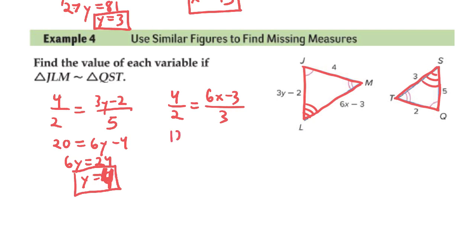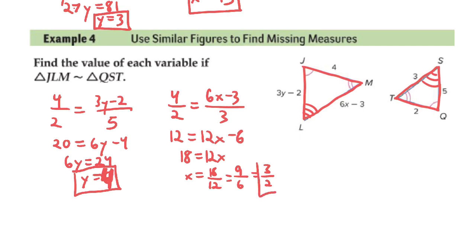4 times 3 is 12. 2 times 6x, 12x. Negative 3 times 2, negative 6. Let's bring that 6 to the other side. You get 18 equals 12x, or x is equal to 18 twelfths. 18 twelfths divided by 2, you get 9 over 6. Divide by 3 from there, you get 3 over 2. Okay, so x is equal to 3 halves. Y is equal to 4.